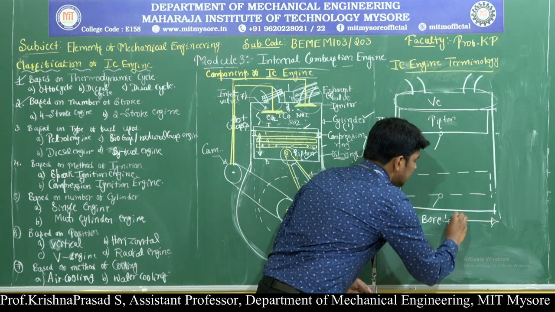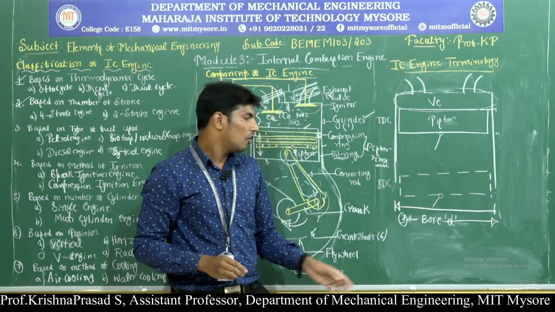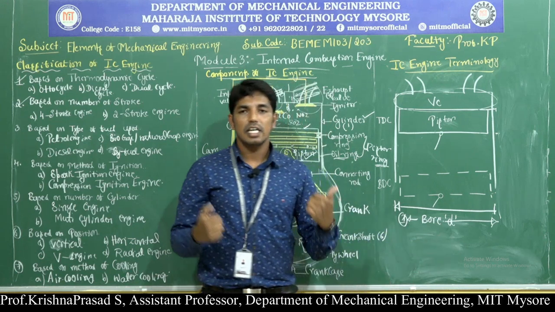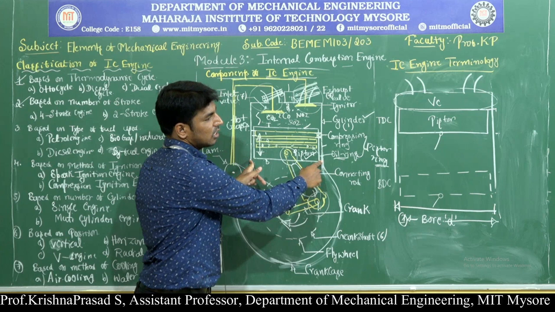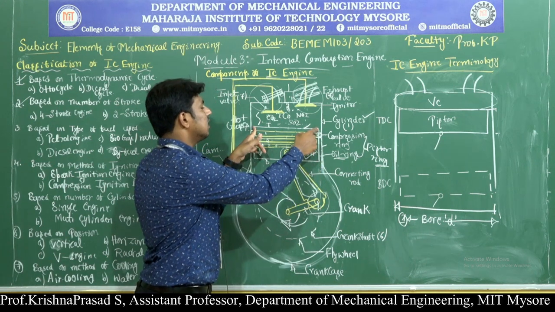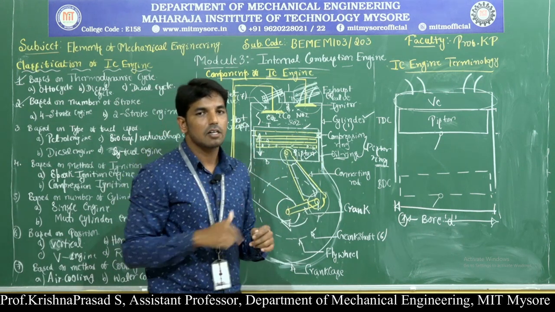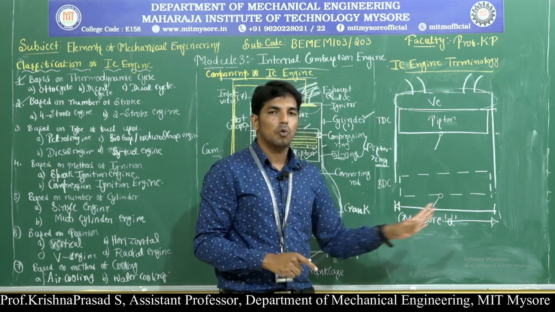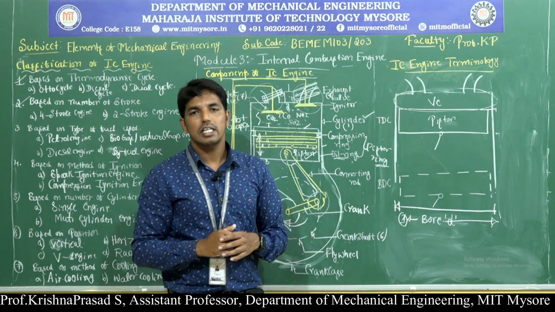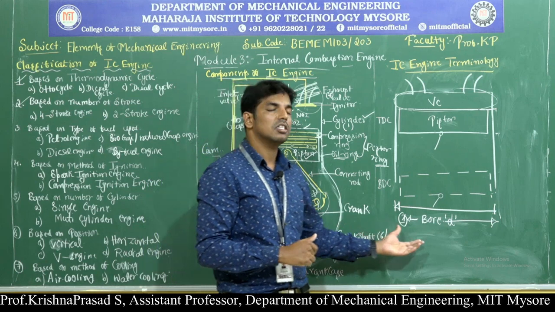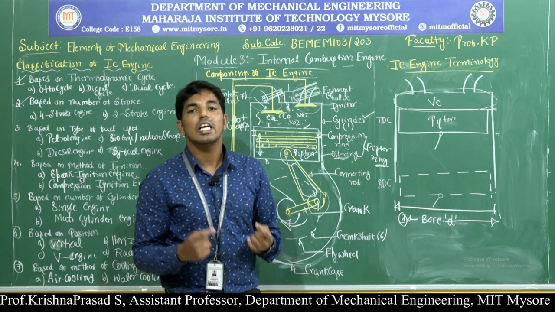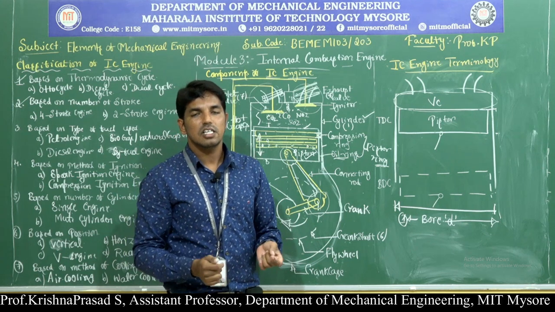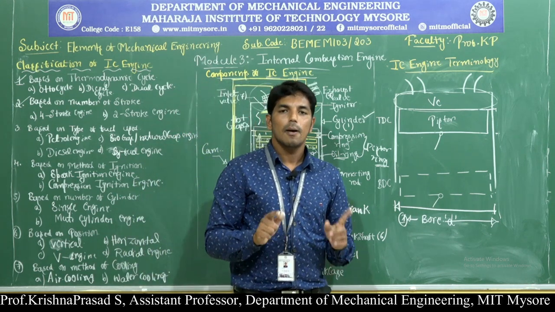And it is denoted by small d. The bore is called the inner diameter of the engine cylinder, or it is also called the external diameter or outer diameter of the piston. So that is called the bore. That means once we are designing any sort of engine, first we need to understand these basic components. The bore is the inner diameter of the engine cylinder or the external diameter of the piston.